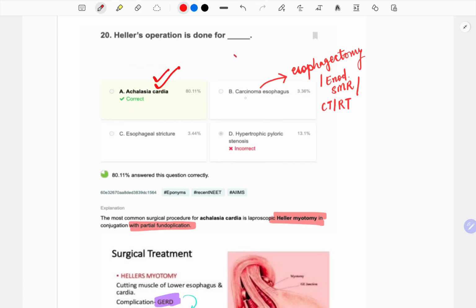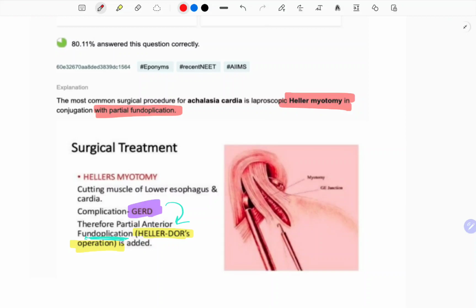Now the other options are carcinoma esophagus, for which esophagectomy or endoscopic EMR or chemotherapy or radiotherapy is mostly the preferred choice. For esophageal strictures and pyloric stenosis, mostly balloon dilatations or esophagectomies or removals are the preferred choices. Now have a look at this diagram. For achalasia cardia, we mostly prefer Heller's myotomy. This is a very simple procedure. Here we just make a nick into the ligaments or the muscle here of the GE junction.